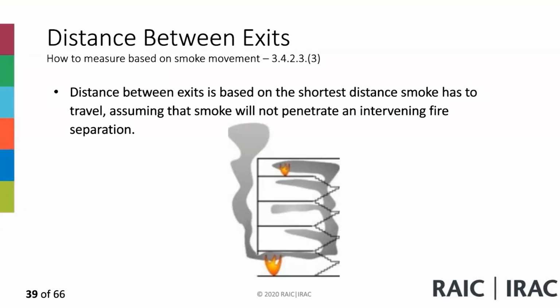Distance between exits. In case of a fire, we want to be able to travel to an exit within a reasonable time. And the code requires there should be a minimum distance between exits; you don't want them close together, you want to have the exits separated. So the distance between exits is based on the shortest distance smoke has to travel, assuming that smoke will not penetrate an intervening fire separation. This is the way the code treats it. Let's take a look at the distance between exits at 3.4.2.3.